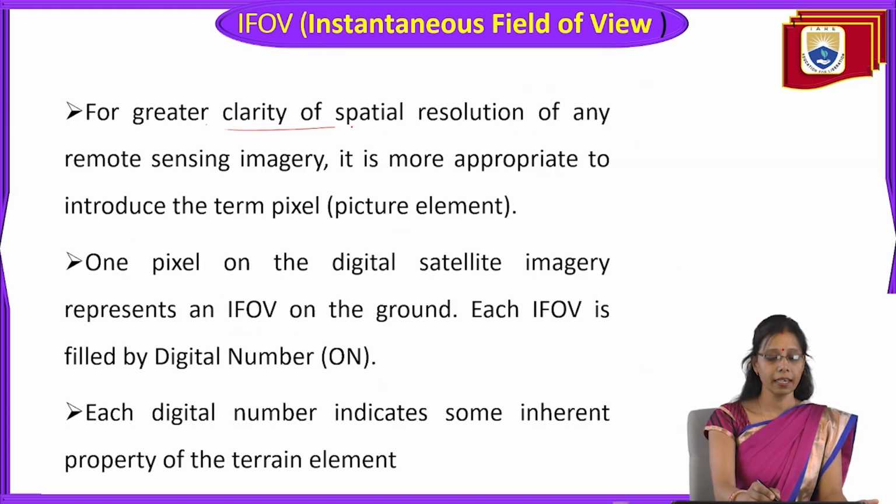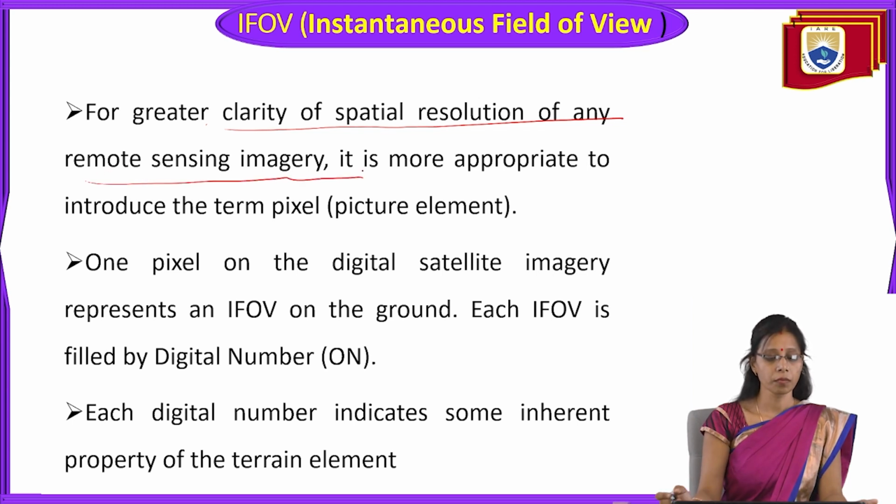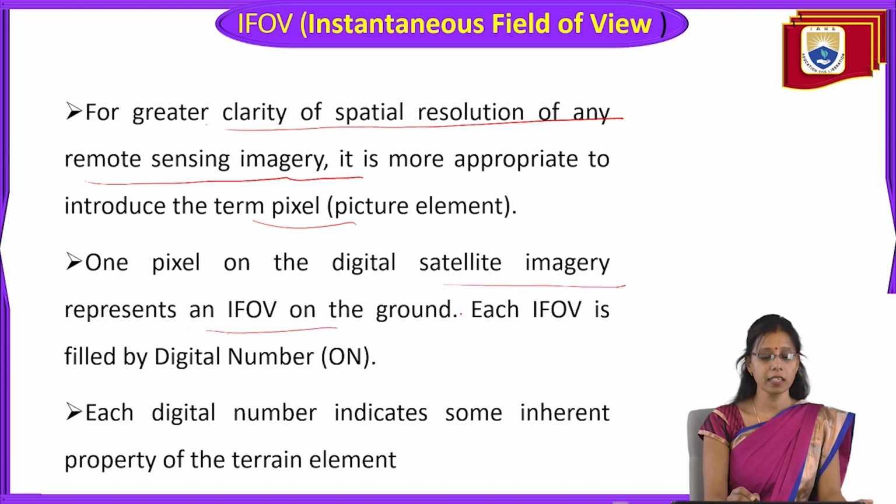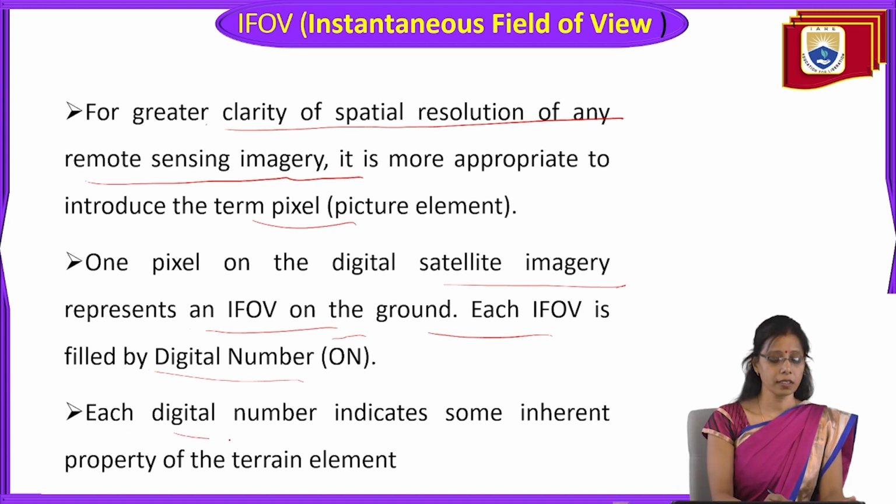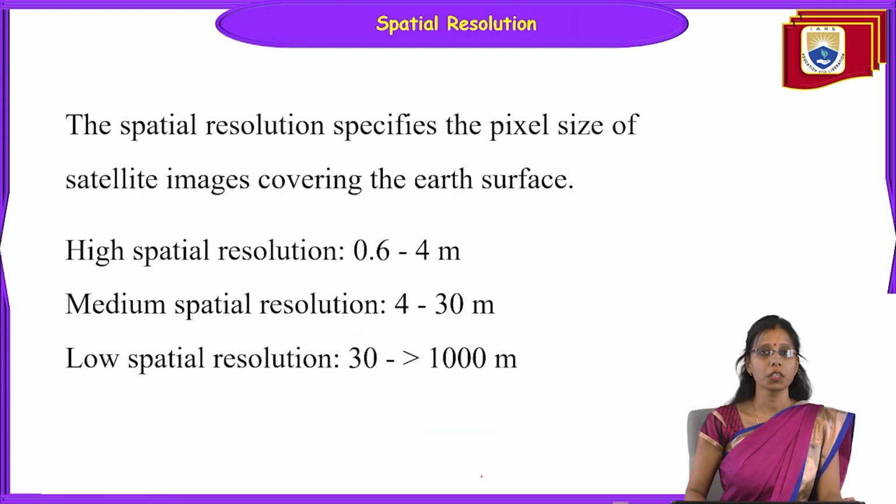Now, for greater clarity of spatial resolution of any remote sensing imagery, it is more appropriate to introduce the term pixel, or picture element. So one pixel on a digital satellite imagery represents an instantaneous field of view on the ground. Each IFOV is filled by a digital number, and each digital number indicates some inherent property of the terrain element in the image.